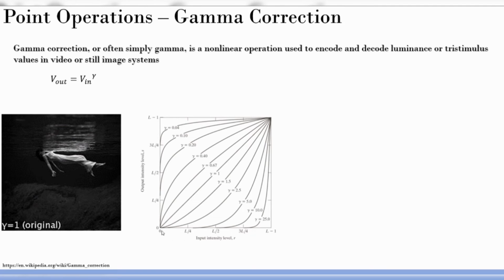So gamma is 25, let me use the pen for easier explanation. What essentially happens is this many regions in input, these many intensities, up to approximately 3L minus 4, are mapped to 0. Wow. So it's like putting a threshold here, right? Everything below that is 0. So the image looks darker, because a lot of dark regions will be there.